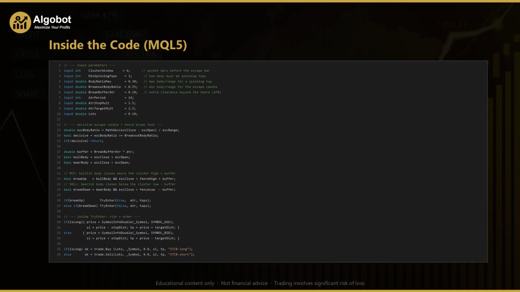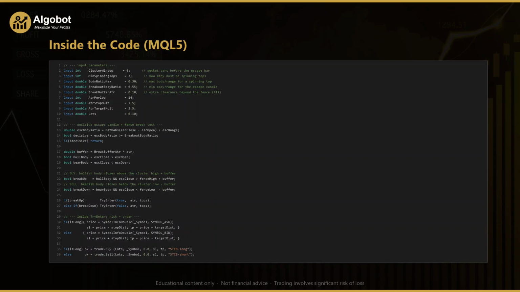Below the inputs is the decision logic. The EA first computes the escape candle's body-to-range ratio and checks whether it's at or above BreakoutBodyRatio. If the candle isn't decisive, the function simply returns and no trade is considered. It then calculates the buffer as BreakBufferAtr times the current ATR.